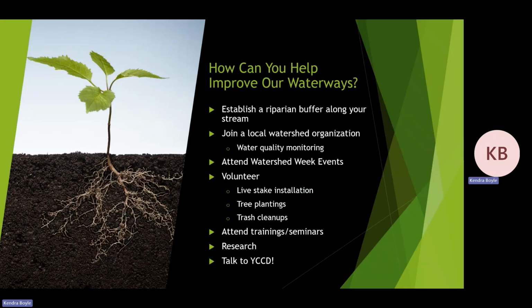Whether you have a stream on your property or not, there are several ways you can help improve our waterways. You can establish a riparian buffer with native species along your stream. You can also join a local watershed organization or even volunteer. These organizations and volunteer programs perform activities such as water quality monitoring, live stake installation, tree plantings, and trash cleanups.